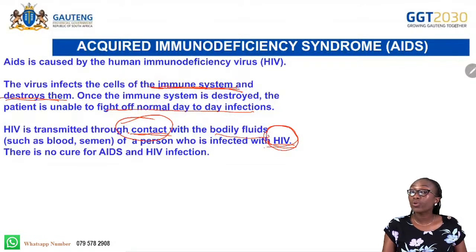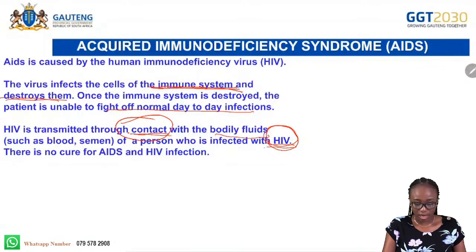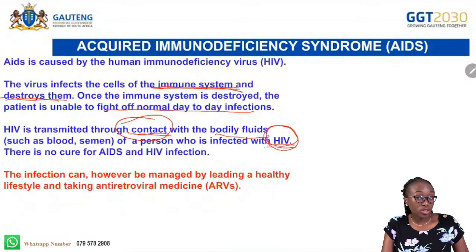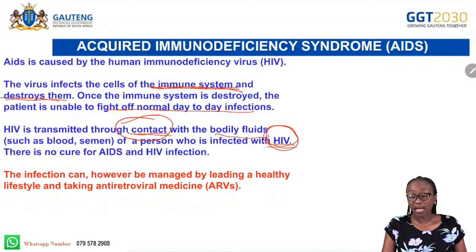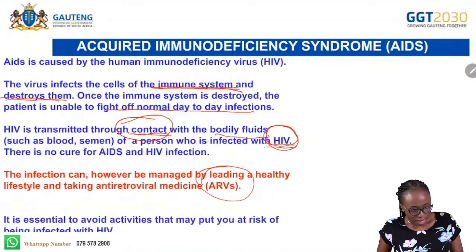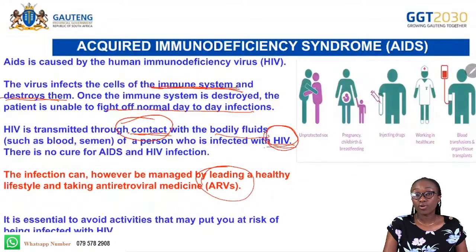There is no cure for an AIDS or HIV infection. The infection, however, can be managed by taking medications called antiretroviral medicine, or in short, ARVs. Now, it is essential to avoid activities that may put you at risk of contracting the disease.